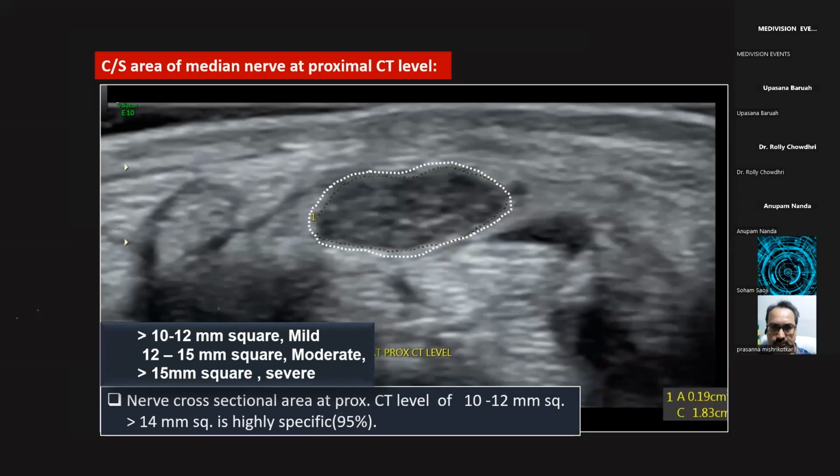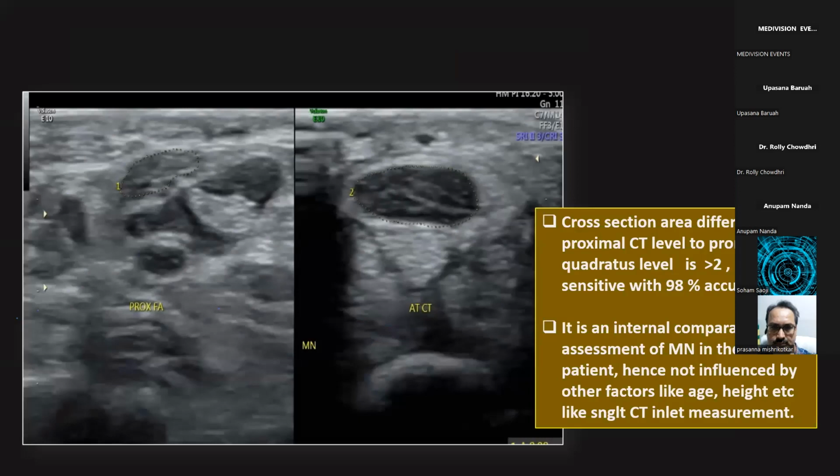But the most sensitive parameter is the cross-sectional area difference between the proximal carpal tunnel level and the pronator quadratus level. This is the pronator quadratus level, and this is the proximal carpal tunnel level cross-sectional area. And if the difference is more than 2, this is more accurate, with 98% sensitivity or accuracy. And that is because it's an internal comparative assessment of the median nerve in the same patient. But the first parameter we described can be influenced by other factors like age, height, etc.